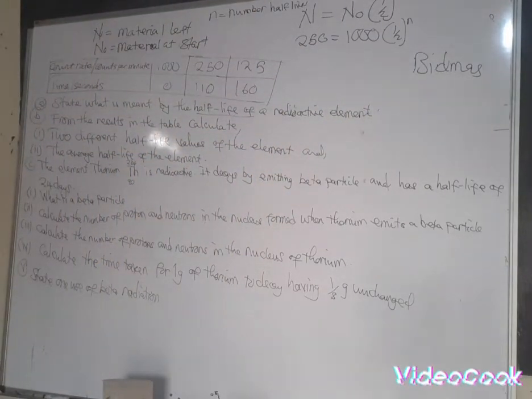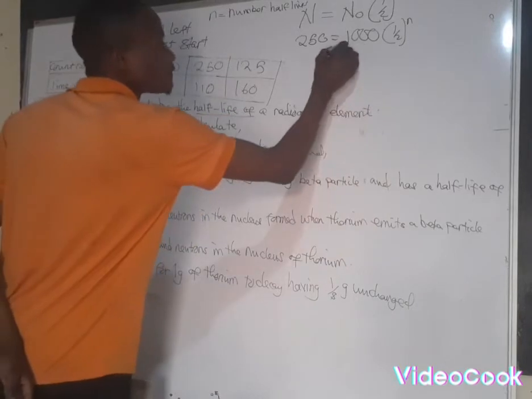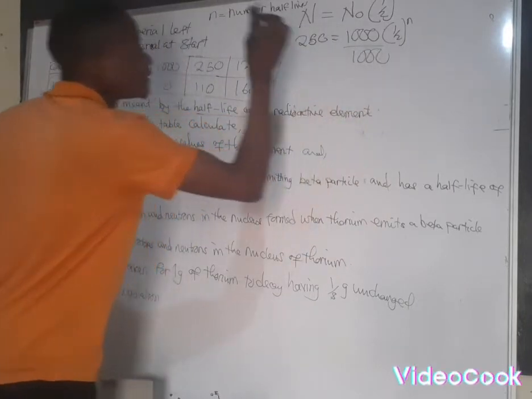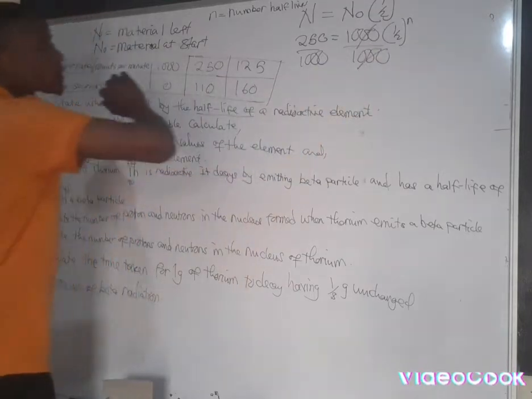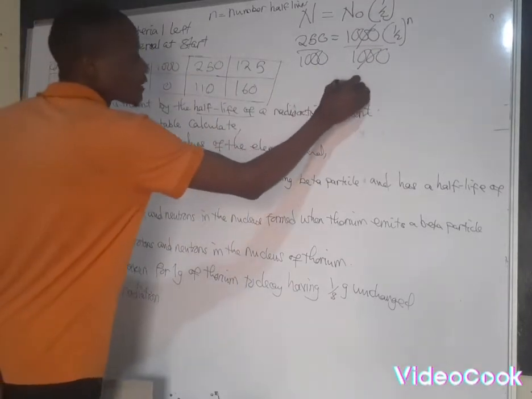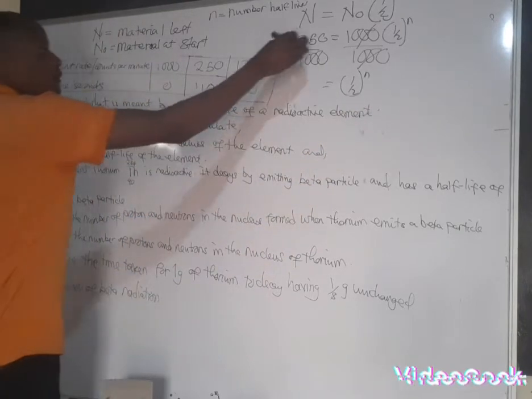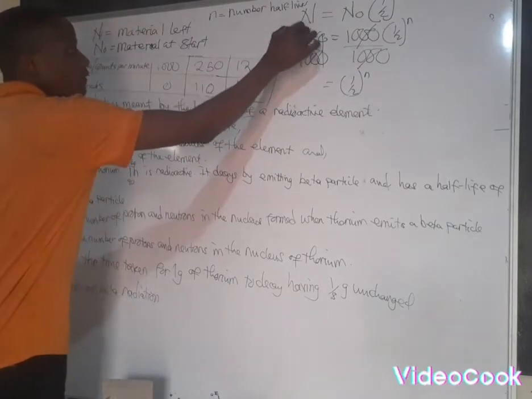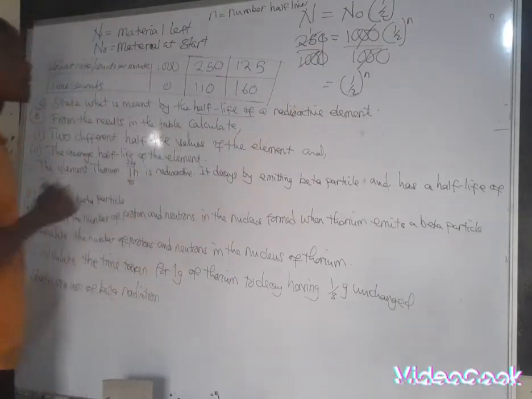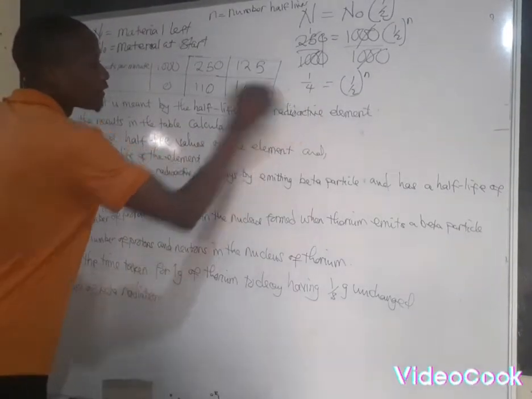So what we are going to do is divide both sides by 1,000. 1,000 cancels, and we have 1 over 2 to the power n is equal to 250 over 1000, which you can reduce. How many times can 250 go into 1000? 4 times. So we have 1 over 4.